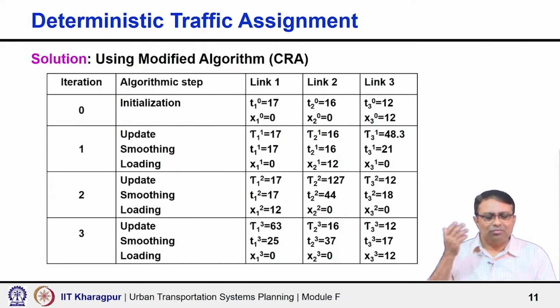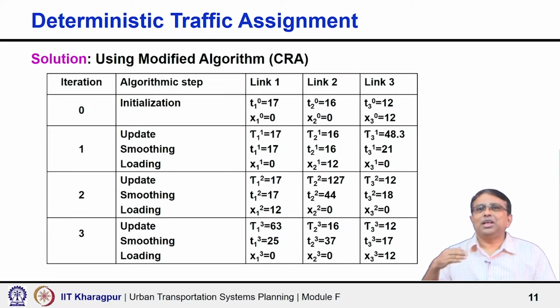That we take and accordingly we calculate the travel time after smoothing in the present iteration, and these travel times are used for calculating the shortest path and doing the all or nothing assignment in this iteration. That is the basic difference. And then finally, we calculate the average flow assigned or average demand assigned to each path.